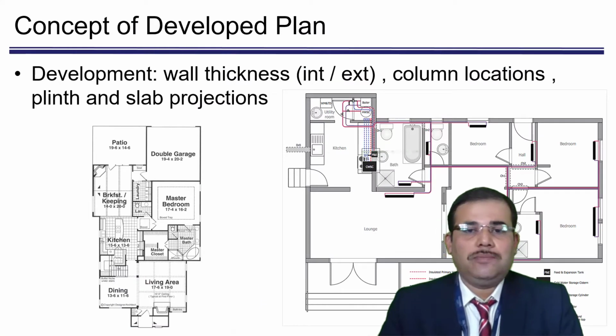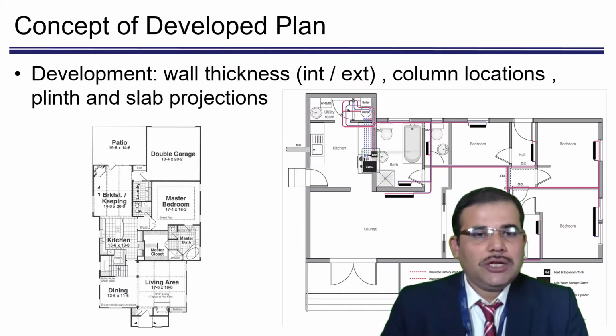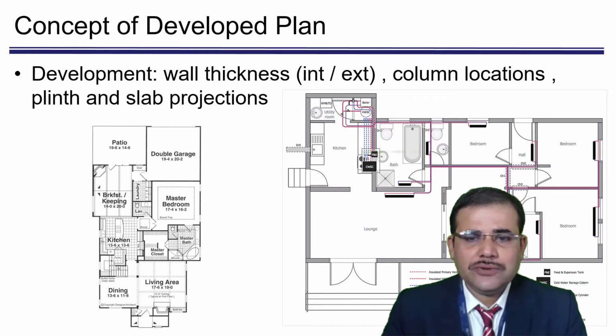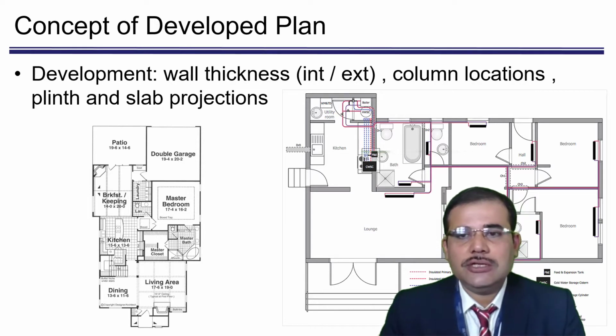Now coming to the develop plan. The develop plan will have a wall thickness, internal as well as external. It will also have locations of columns, and any projections, for example slab projection, chhajja projection, and any corridor being provided. So each and every detail will be there in the develop plan.